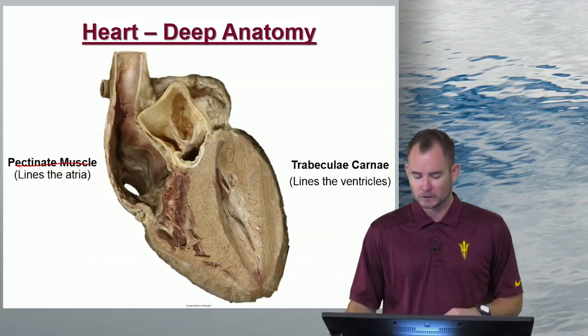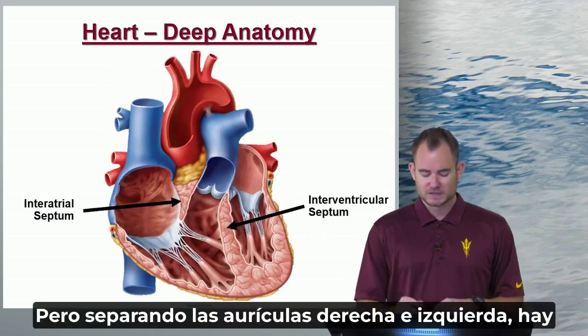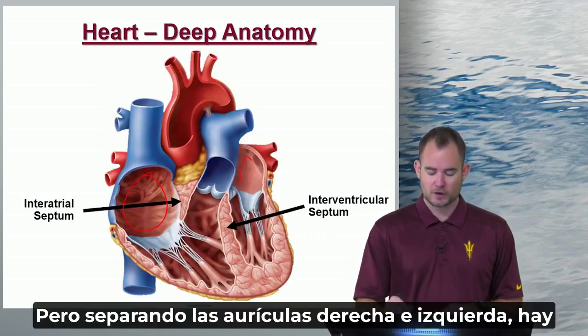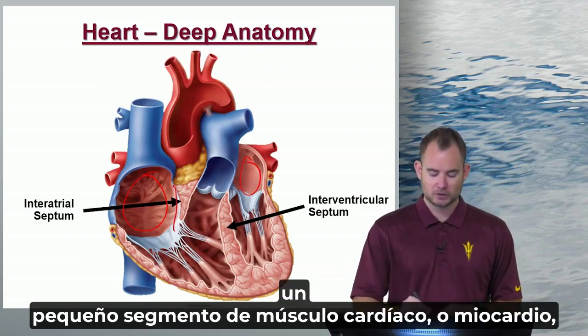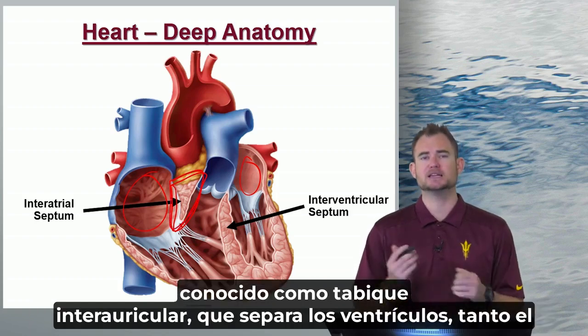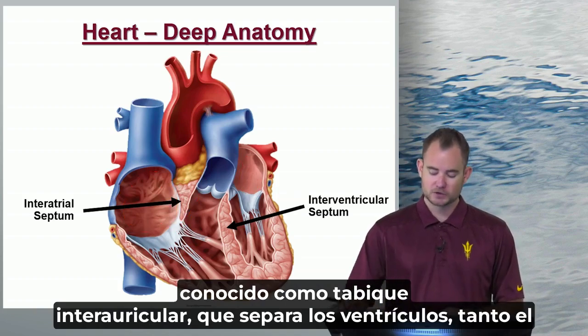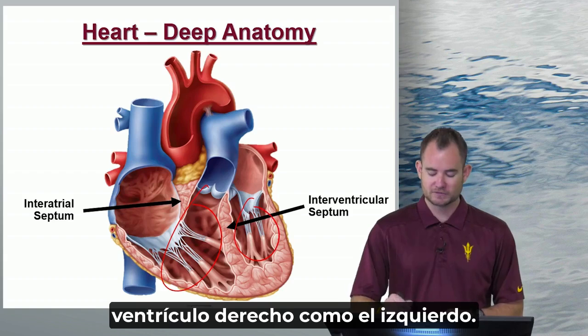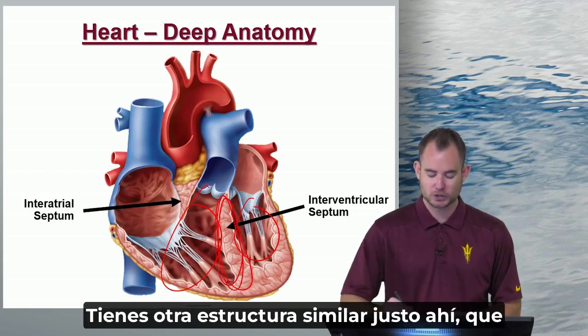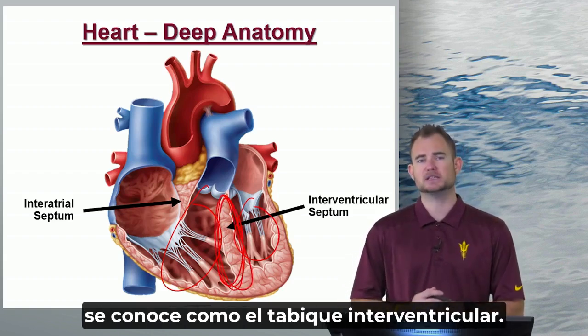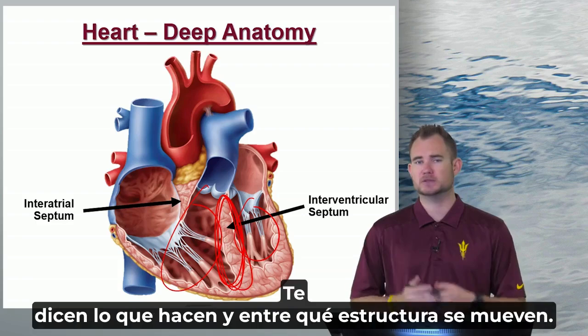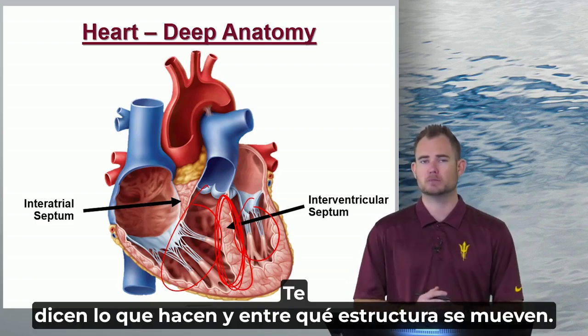Okay. But separating the atria, both right and left, you have a little segment of heart muscle or myocardium known as the interatrial septum. Separating the ventricles, both right ventricle and left ventricle, you have another similar structure right there, which is known as the interventricular septum. These names are very descriptive. They tell you what they do and what structure they run between.